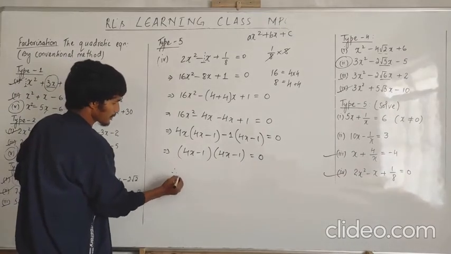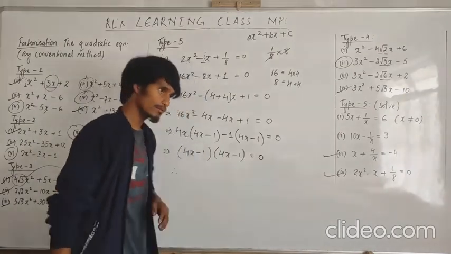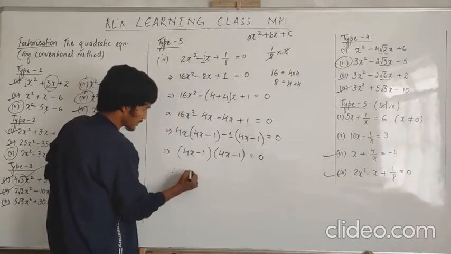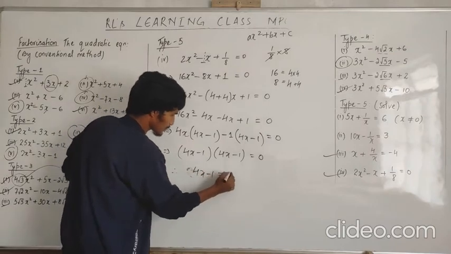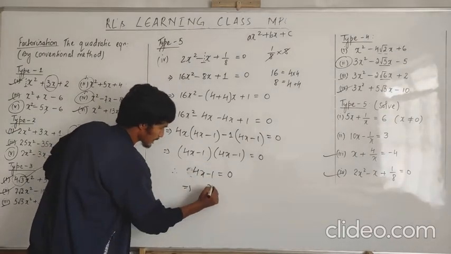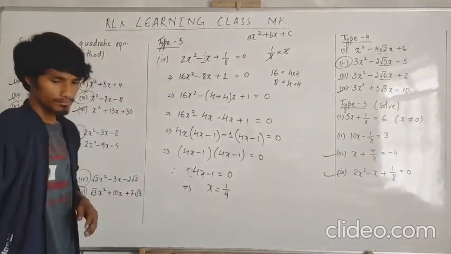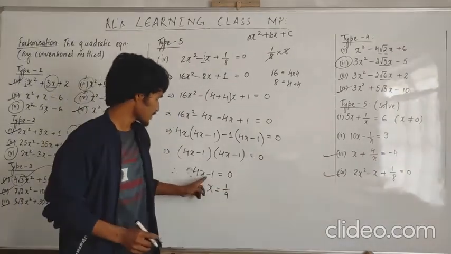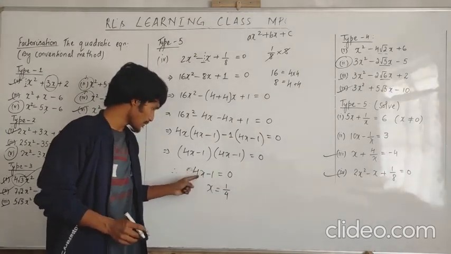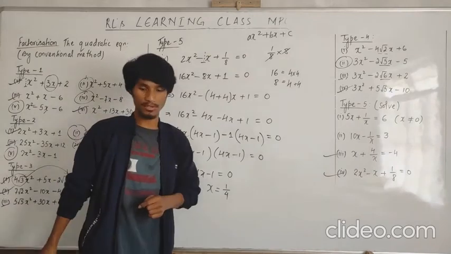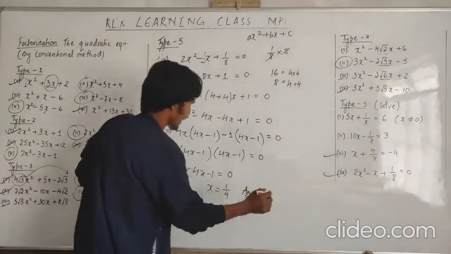Either this one is 0 or this one is 0, but they are the same, so we write it once. Therefore 4x minus 1 equal to 0, which implies that x is equal to 1 by 4. Because this minus we take to the other side and change to plus, then plus 1. Then this 4 is a multiplication, so we take it to the other side and change to division. Then x is equal to 1 by 4. That will be the answer.